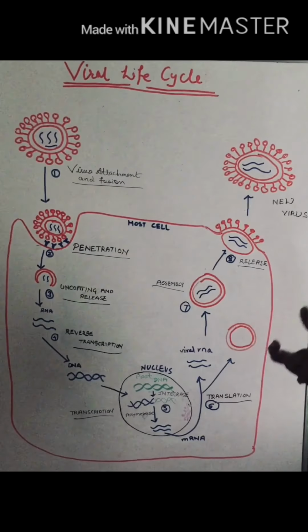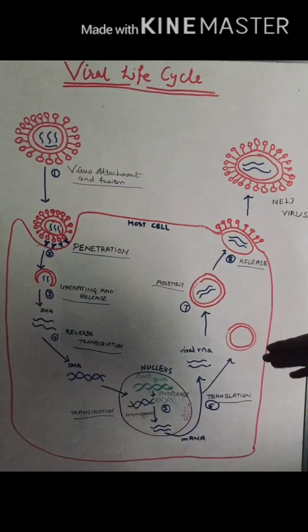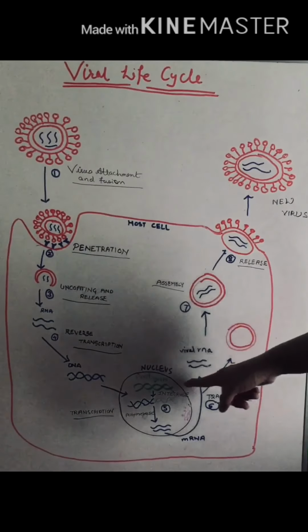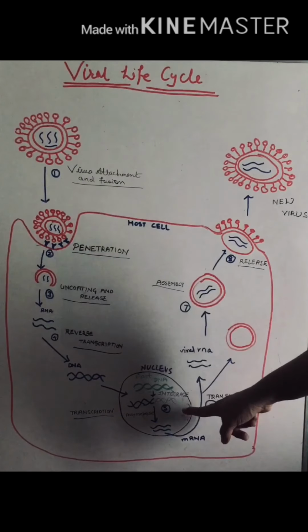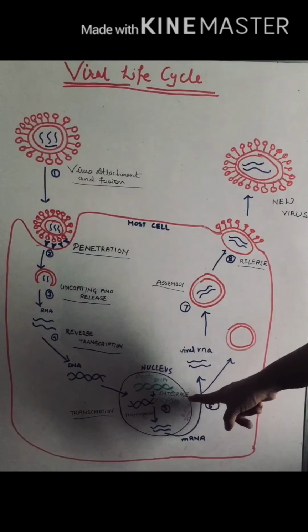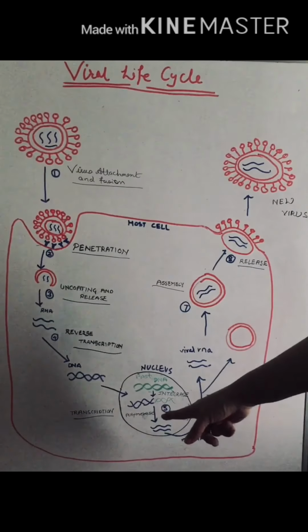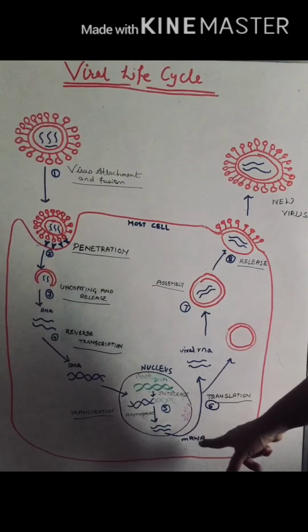The DNA which is produced in the fourth step now enters the nucleus, where it integrates with the already present host DNA in the presence of an enzyme integrase to form a proviral DNA. Now this proviral DNA in the next step, that is the fifth step, undergoes transcription in the presence of an enzyme polymerase to form mRNA.